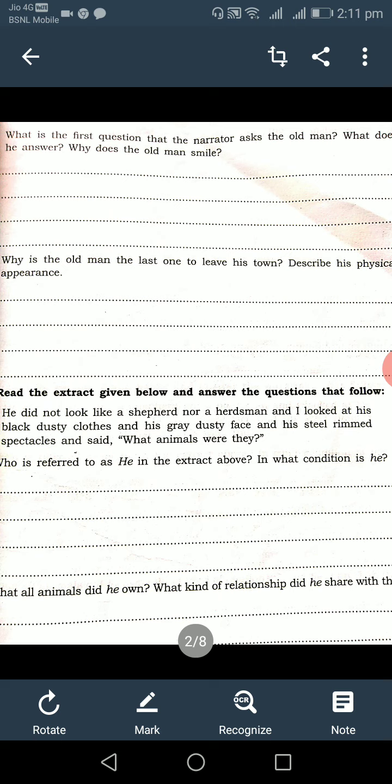What does he answer? Why does the old man smile? Now, what does he answer? The old man replied, San Carlos. Why? Because he belonged to San Carlos. And why did he smile? He smiled because the mention of his native town gave him pleasure.